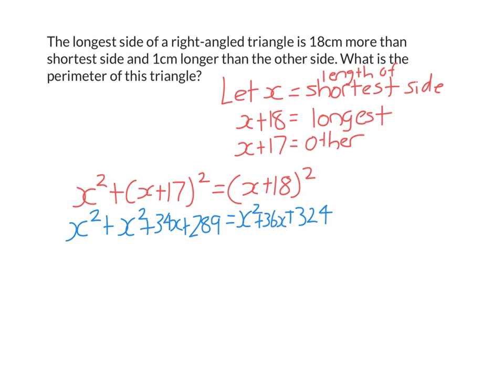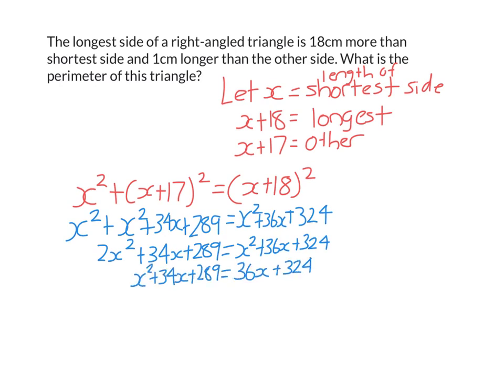So we've got x's and stuff all over the place. Let's collect like terms on the left-hand side, and then what we're going to need to do is get one side equal to 0, because we cannot solve quadratics unless one side is equal to 0. So to do this, I'm going to subtract x squared from both sides. I'm now going to subtract 36x from both sides. And I'm now going to subtract 324 from both sides. So now that I've got one side equal to 0, I can solve.